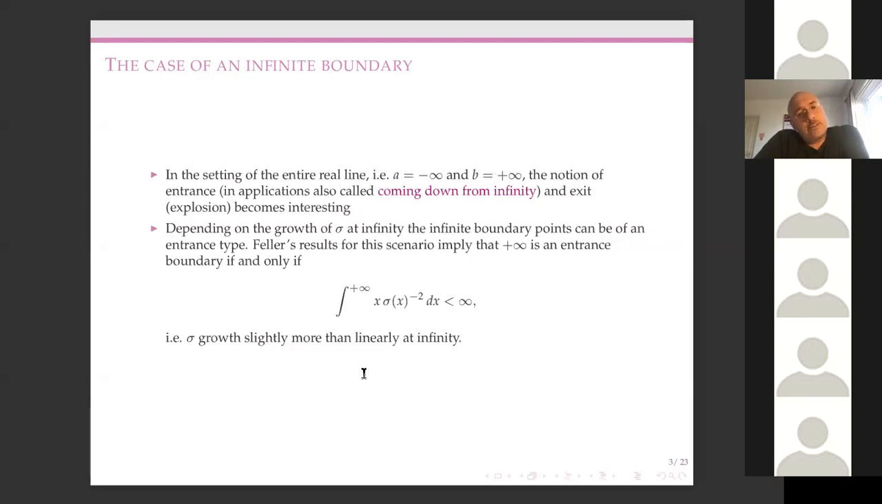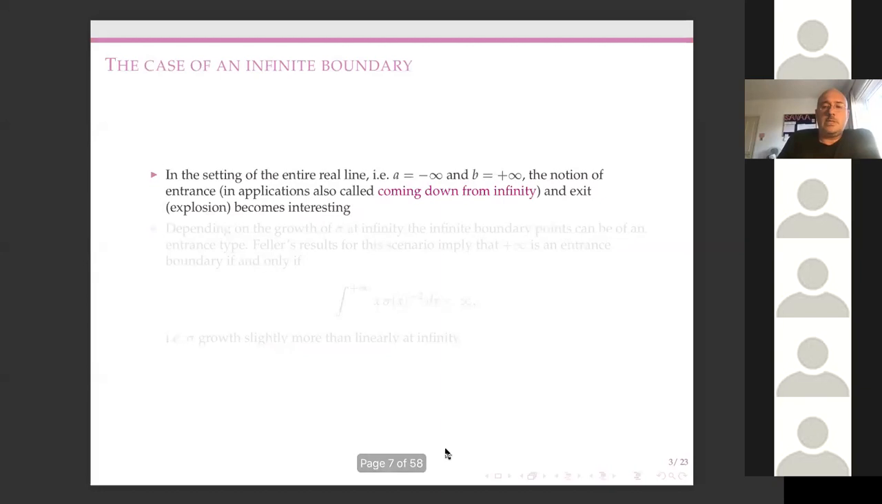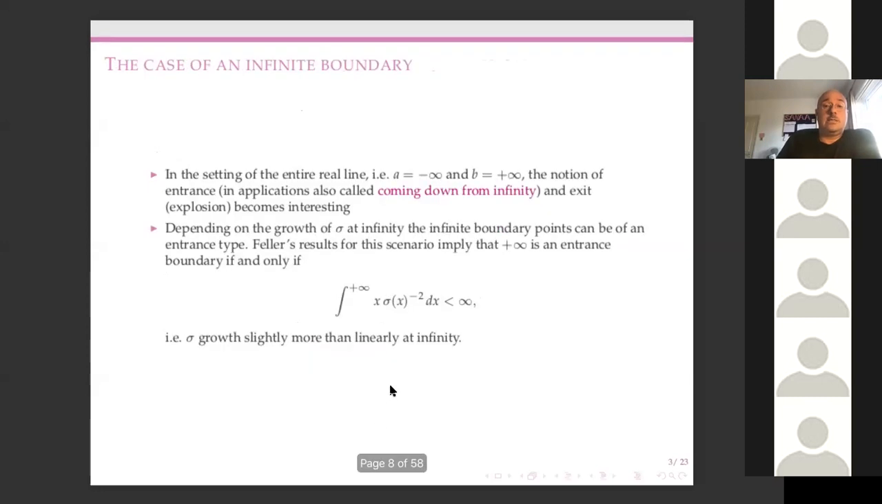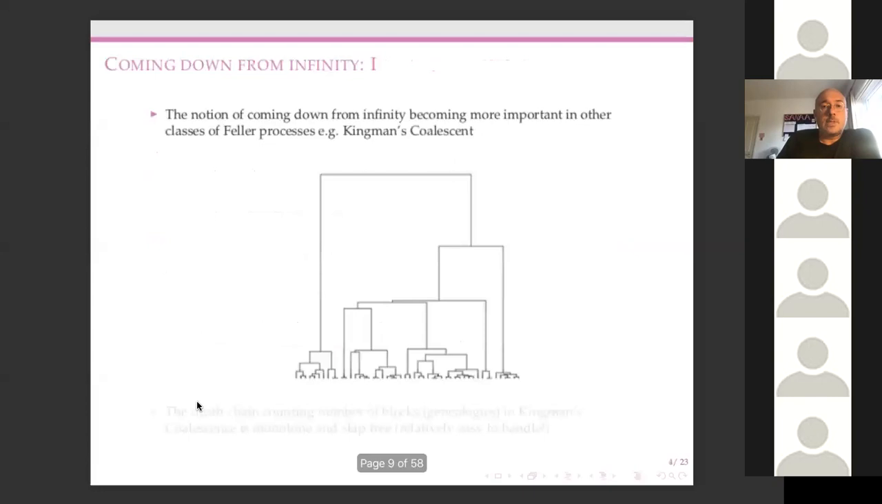Feller resolved this issue with his analysis, and showed that plus infinity is an entrance boundary if and only if this integral test holds. Just to remind you, the sigma you see here would be the sigma tilde you saw on the previous SDE. So sigma is growing slightly more than linearly at infinity.